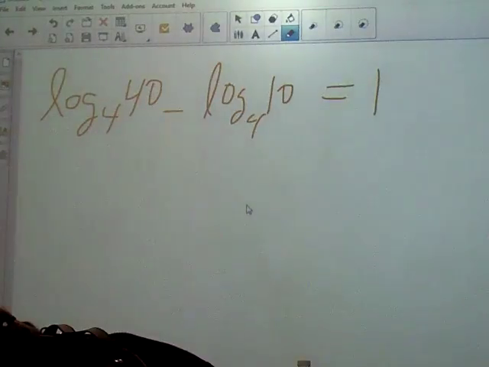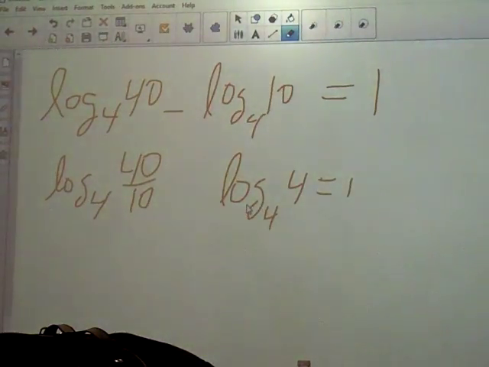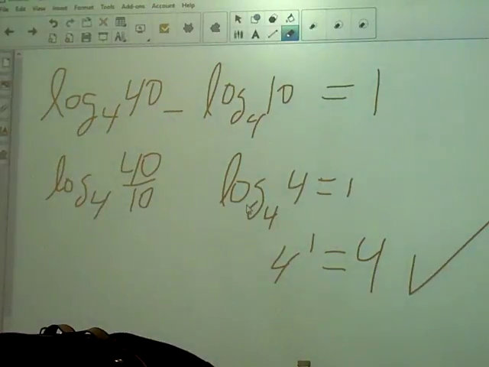Okay, that'll work. I'm going to go ahead and do it using the quotient property because it's got division. This will be the same as log base 4 of 40 divided by 10. And 40 divided by 10 is 4. So log base 4 of 4. Does that equal 1? Well, 4 to the first power is equal to 4. Yes, 4 to the first does equal 4.